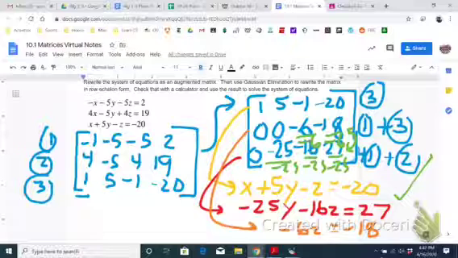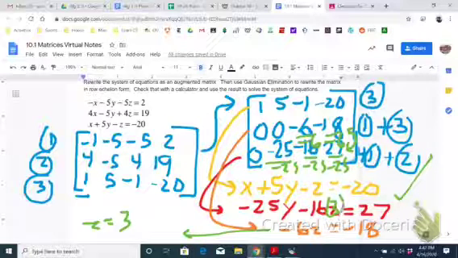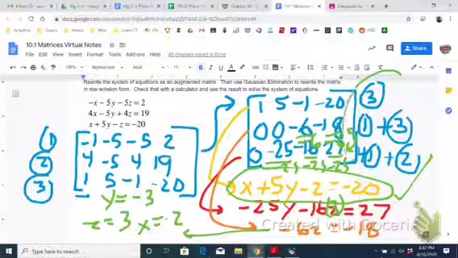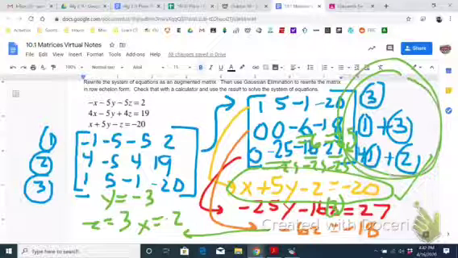From this bottom part, you would get z is equal to 3. Then if you plug 3 into here, you would get -25y equals -48, or -48 equals 27. Then you would solve for y, and you'd get that y is -3. And then when you plug y and z into this top equation here, you would get that x is equal to -2.